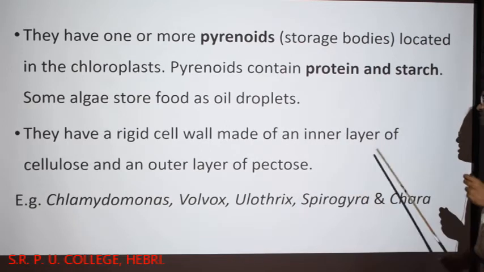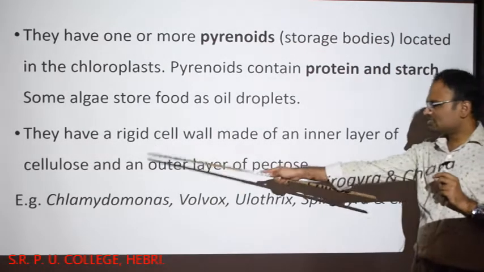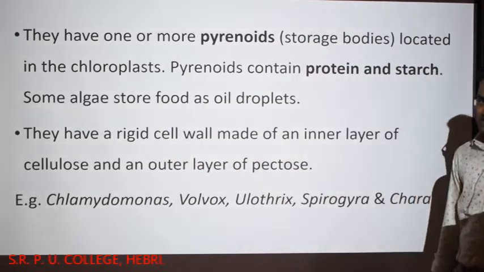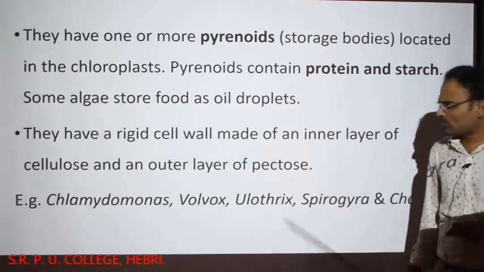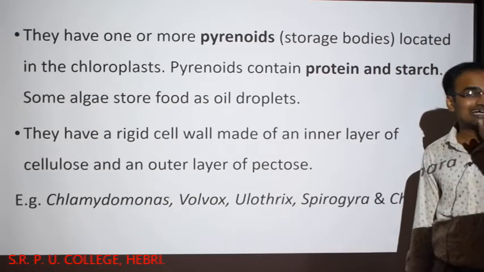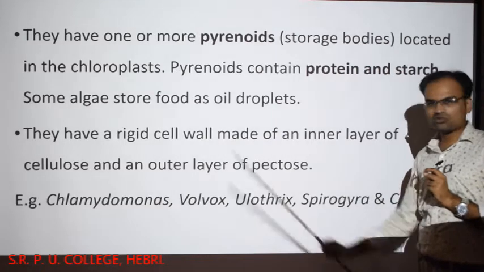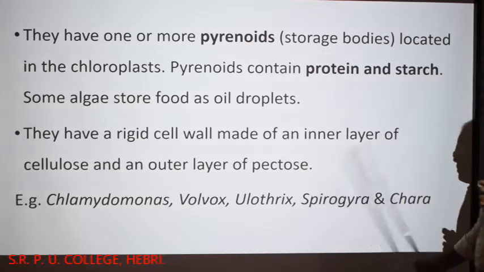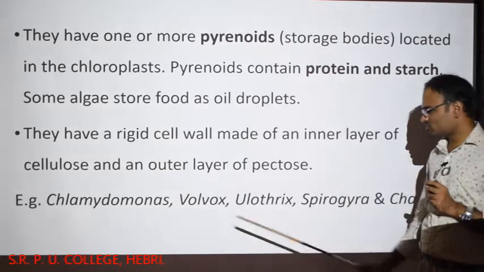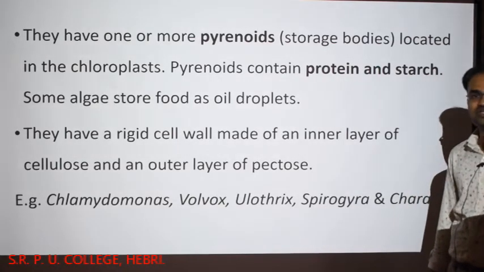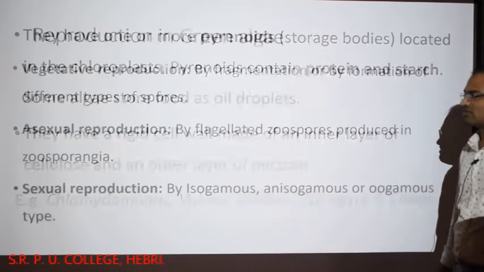The green algae have a rigid cell wall. The inner cell wall is made up of cellulose and the outer layer is made up of pectose. The major component of the cell wall is cellulose, but that cellulose cell wall is surrounded by the pectose layer. Both cellulose and pectose are carbohydrates. Examples of green algae: Chlamydomonas, Volvox, Ulothrix, Spirogyra and Chara. The first three, Chlamydomonas, Volvox and Ulothrix, you observed pictures of in the last class. So these five are the examples for green algae.